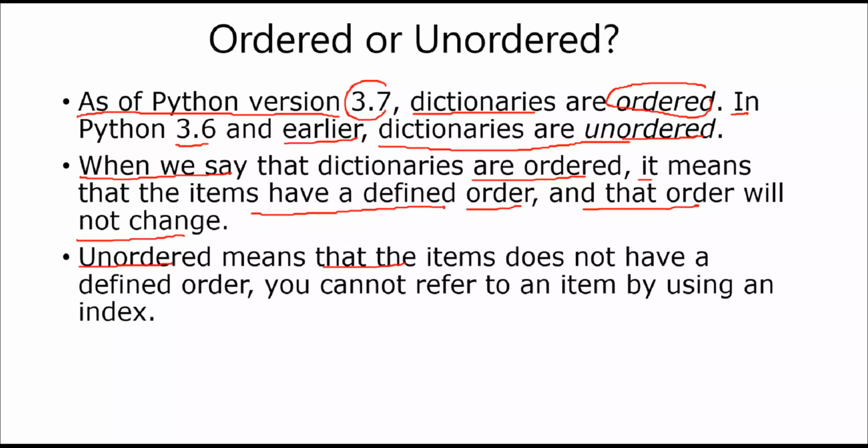Unordered means the items do not have a defined order. You cannot refer to an item by using an index. So that is the difference between ordered and unordered. From Python 3.7 onwards, you have ordered key value elements in the dictionary.